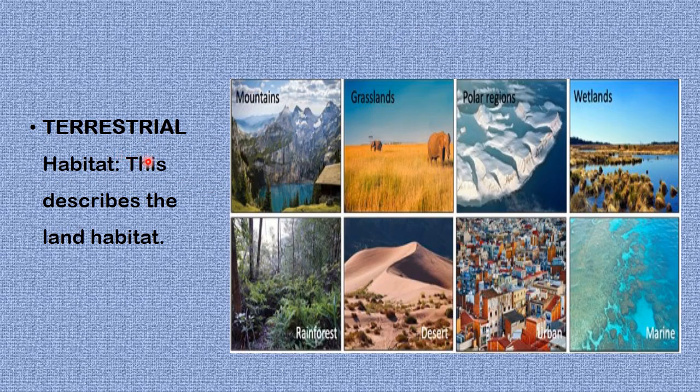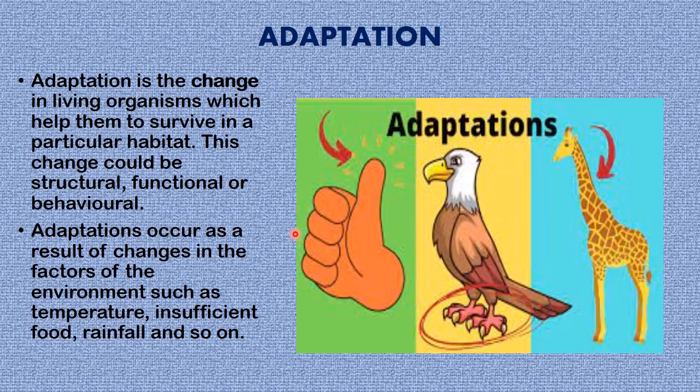Now the terrestrial habitat describes the land habitat, and we have various examples here. We have the mountains, the grasslands, the polar regions, the wetlands, the rainforest, the deserts, the urban habitat, and so on and so forth. There's a special kind of terrestrial habitat called the arboreal habitat. The arboreal habitat is the habitat on top of trees where monkeys and birds live.